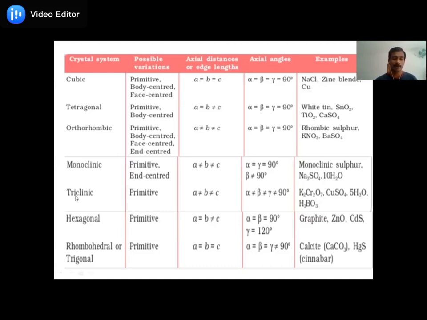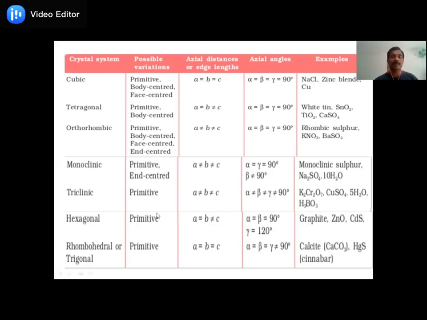Triclinic. Triclinic: A not equal to B, not equal to C. Alpha not equal to beta, not equal to gamma, not equal to 90. Total difference. Potassium dichromate is an example. All the edge lengths are different and the angles are also different.